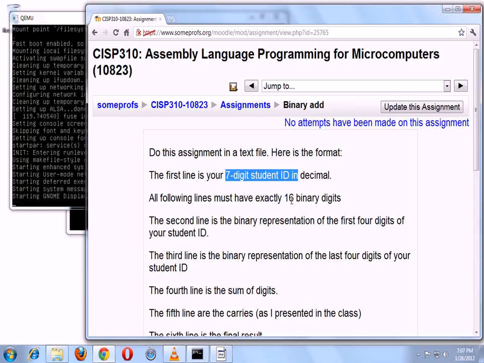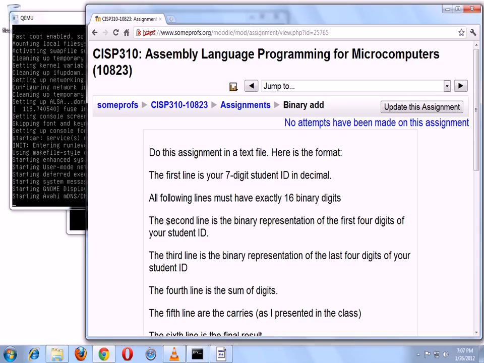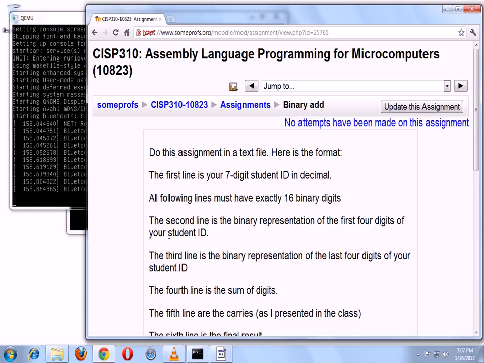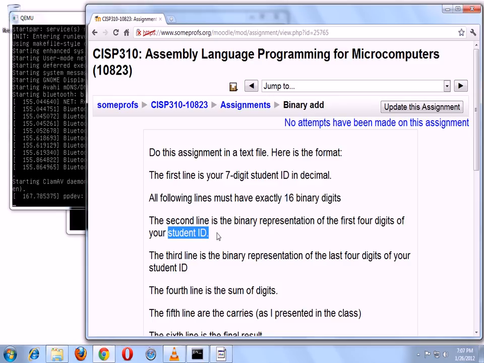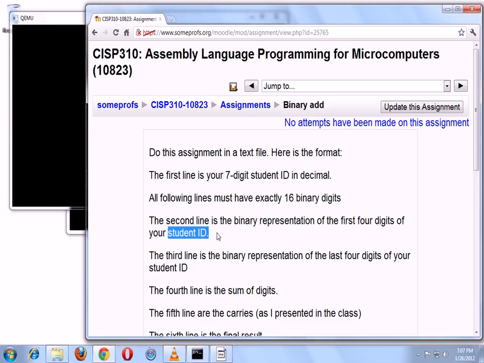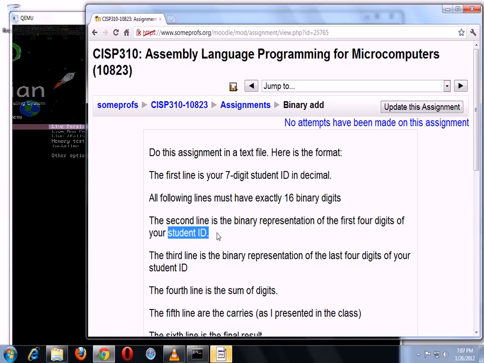The following lines must have exactly 16 bits. Okay? One binary digit is 1 bit. The second line is the binary representation of the first 4 digits of your student ID. Okay, so pick the first 4 digits, as a decimal number, convert it to a binary number, and that becomes the content of the second line in the text file. Now, many of your student IDs will not fill in all 16 bits. It does not require 16 bits to represent a number. That's okay, just pad zeros on the left-hand side. Okay, just make as many leading zeros as necessary to fill up 16 bits.